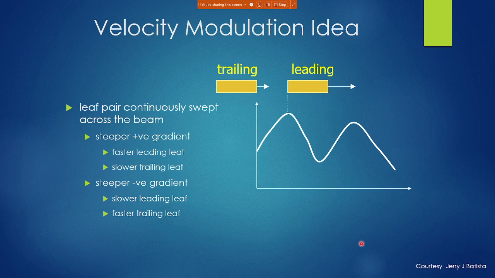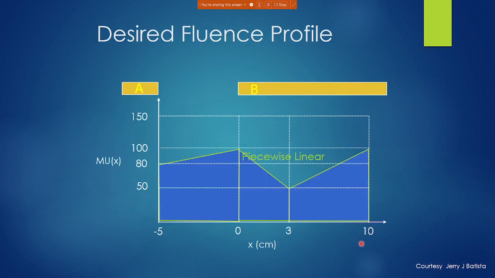Now, how do you get these type of things like steeper positive gradient, faster leading leaf? One is called leading leaf, other one is called the trailing leaf. Slower trailing leaf and faster leading leaf will give a steeper positive gradient. If you want a steep negative gradient, slower leading leaf and faster trailing leaf, right? You should be able to do it.